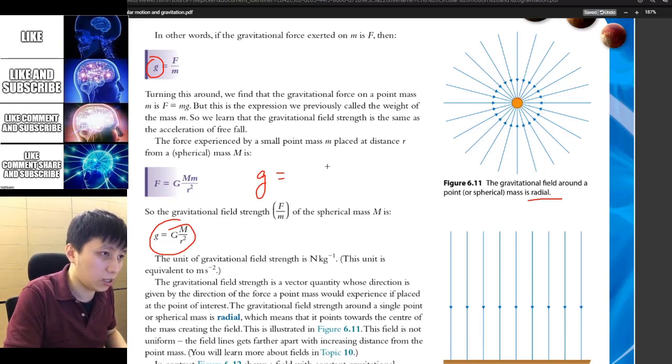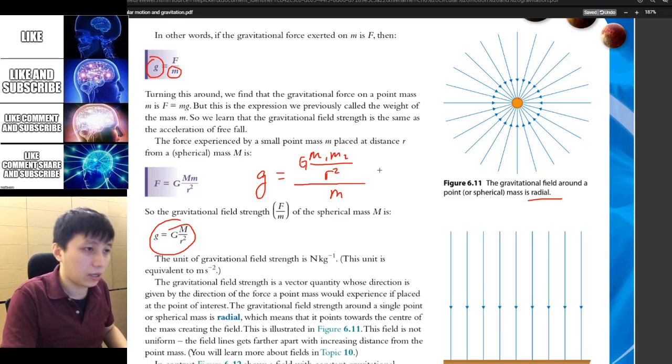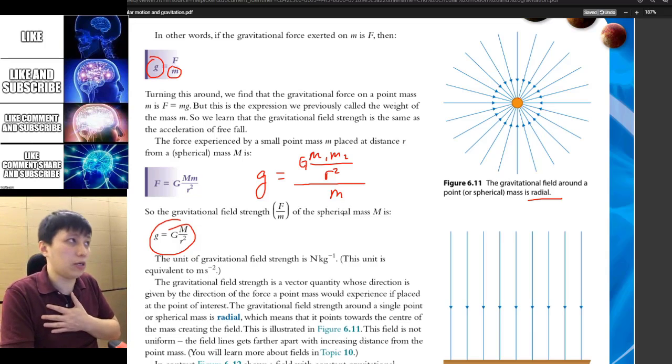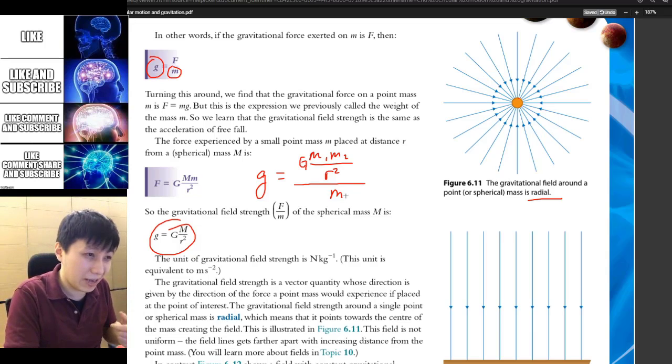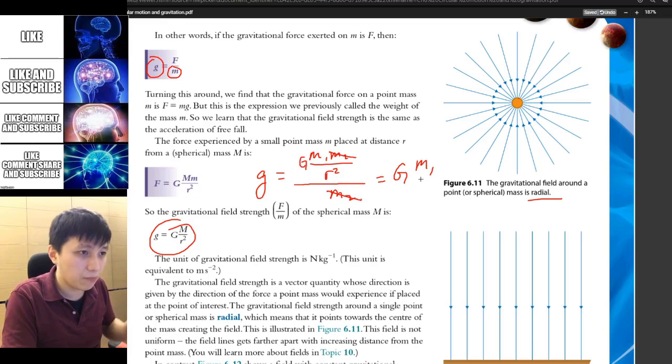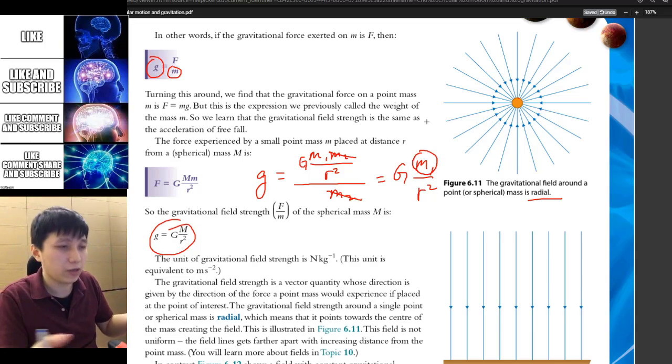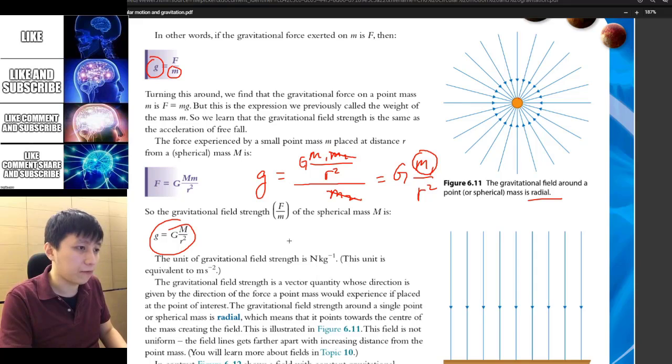All right, if you don't know how it can be done, just let me show you. g equals F, which is big G, M1, M2, or you can use big M, small m, over r squared, divided by one of the m's. This m is referring to, it could be a person on the Earth. So that's probably m2. It doesn't really matter actually. So these two will cancel out. Eventually, you only have G m1, or the big M, over r squared. Of course, for Earth, this is going to be the mass of the Earth. And again, notice that the unit of gravitational field strength is Newton per kg.